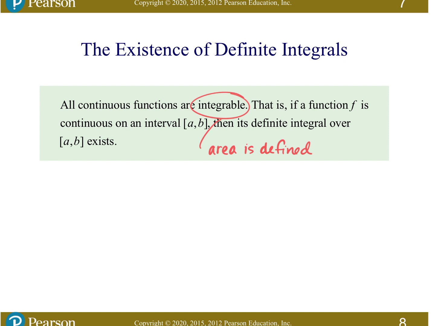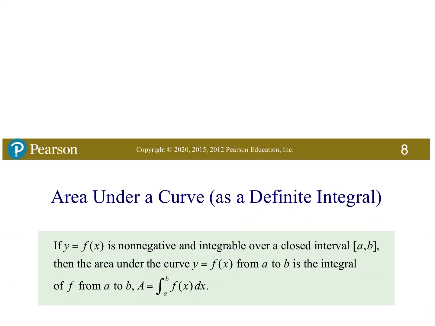Notice that differentiability is not key here. You can find the area under a corner. You can find the area under a cusp. You cannot find the area under an asymptote, but that's not continuous, right? So as long as it's continuous, you should be able to find the area.